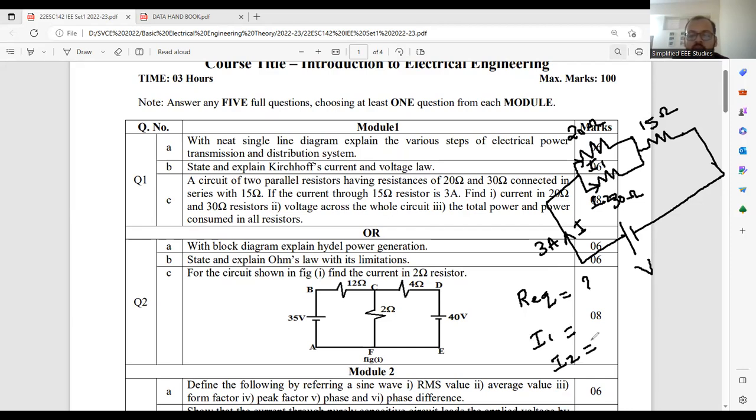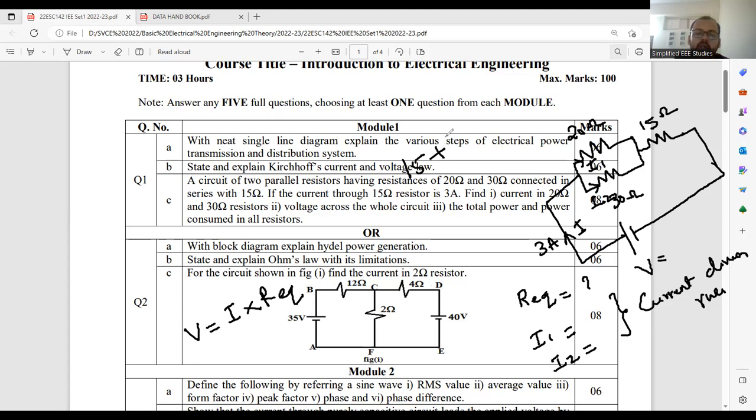I1 and I2, you can use the current division formula. I'm not solving, try to solve it. So using the current division rule, easily you can identify. Later, the voltage across the whole circuit, this you are supposed to calculate. How to calculate the voltage across the whole circuit? So you know V is equal to I, I means the total current, which is 3 ampere, into R equivalent. R equivalent you can calculate now.